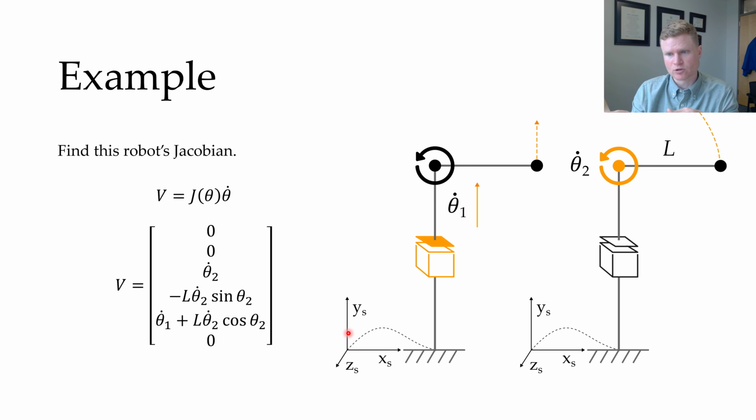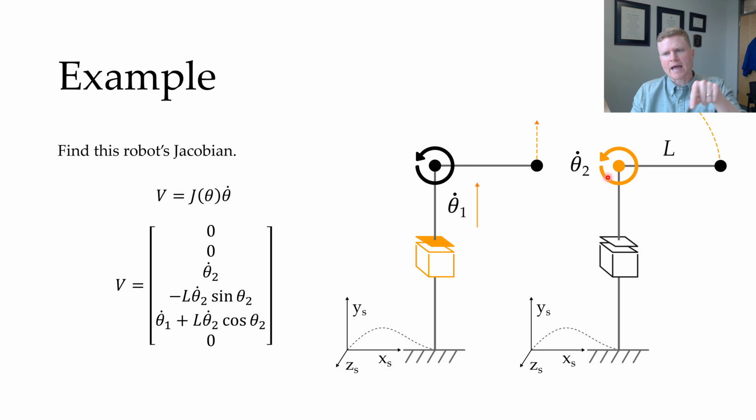What I've done is I've split the robot into two parts. In the first part, I'm going to assume that this second joint is fixed in place, it's not moving, and I want to see what happens when I actuate my first joint. So when I increase my joint velocity theta 1 dot, what happens? The same idea is true in the second diagram. Here I've locked my first joint in place, and I'm only going to actuate my second joint. And so I want to understand what happens when I have some velocity theta 2 dot.